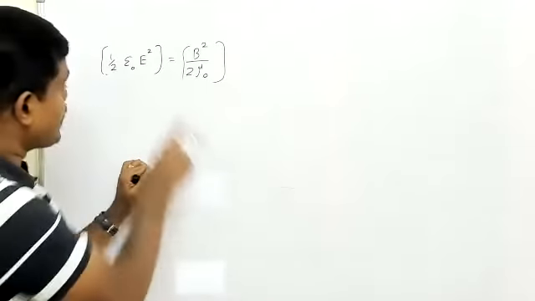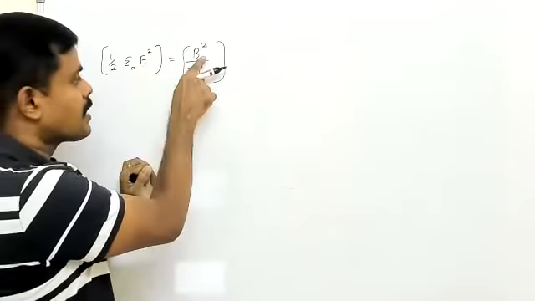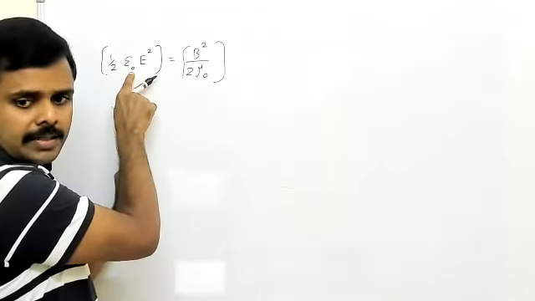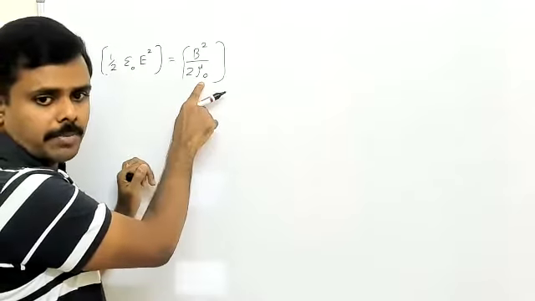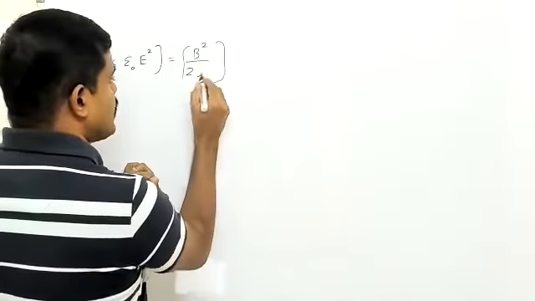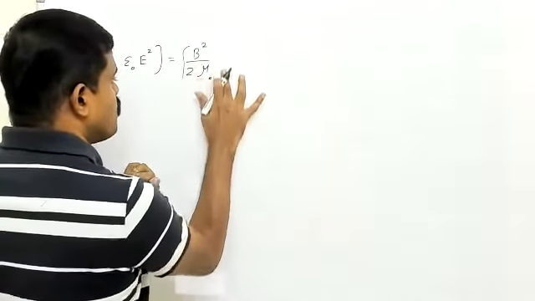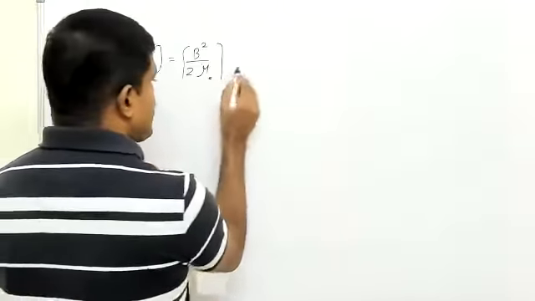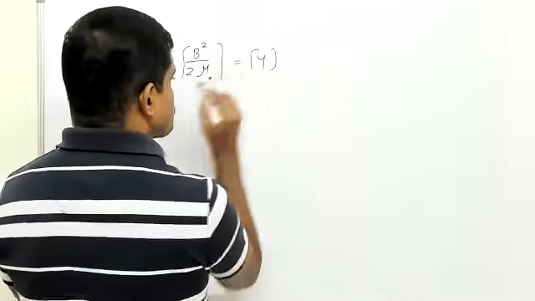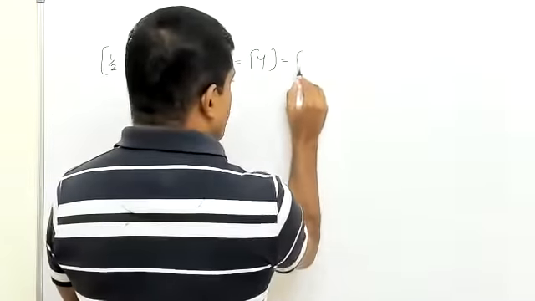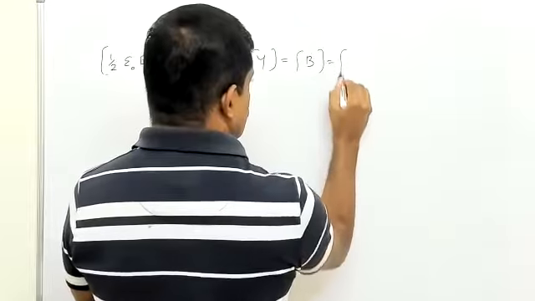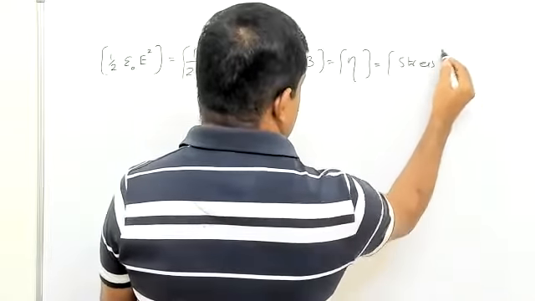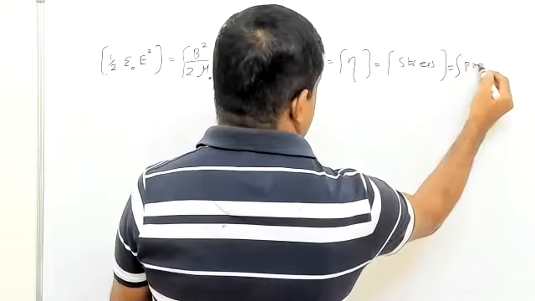This is electric field. This is magnetic field. And just like electric permittivity is there, there is something called magnetic permeability, written as the Greek letter mu 0. They have the same dimensions as Young's modulus, bulk modulus, rigidity modulus, stress, and pressure.